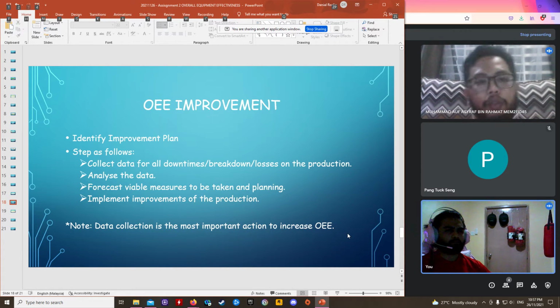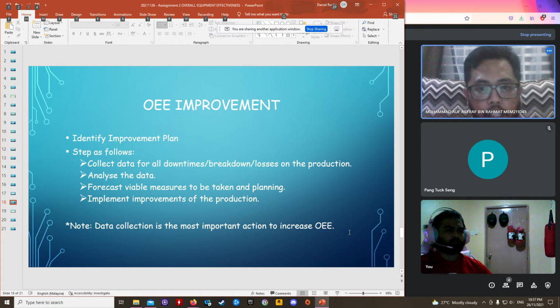After the losses are identified, we need to do the OEE improvement. Under OEE improvement, the first part is we need to identify the improvement plan. The step is we need to collect all the data: times, breakdowns, and losses on the production. From the data we need to analyze further, forecast and determine measures to be taken, and plan and implement improvement for the production. This is the most important step in order to improve the OEE.